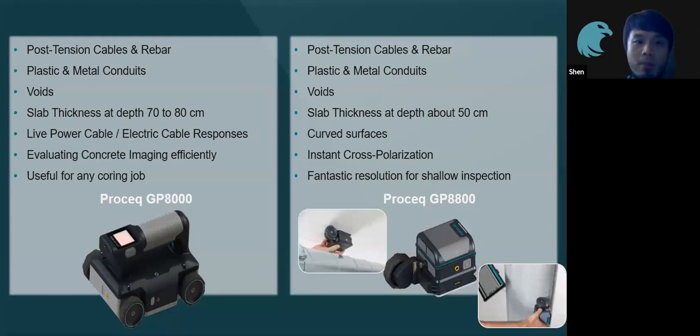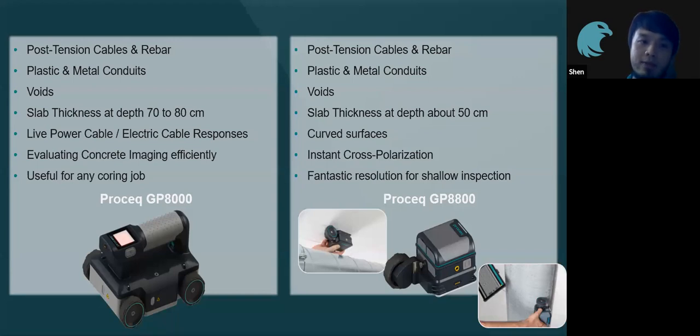Yeah. So just a comparison between the two GPRs. Why do we have these two GPRs? Can one do the job which the other can't? If you look at the first 4 points, they are basically the same, right? They can both detect rebars, they can both detect post tension cables, they can detect other objects which are non-metallic too, and we can also detect big voids.